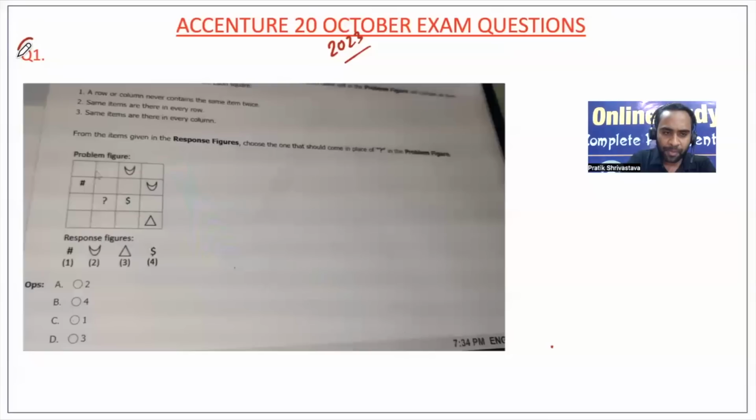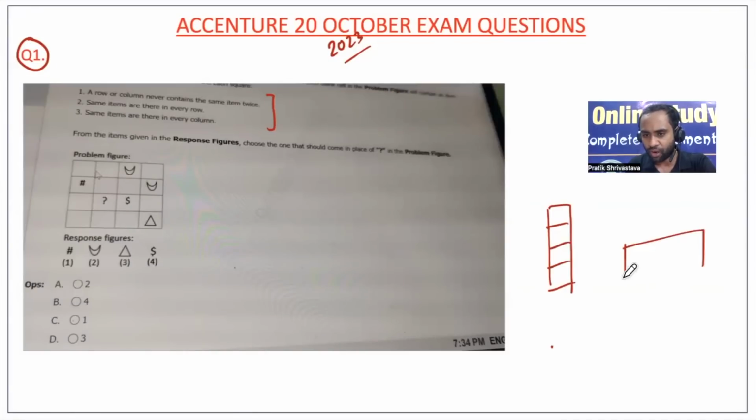Now, question number 1. This is a little tricky question because many of you might not have encountered or solved this kind of problem earlier. So I will tell you the logic behind this question. There are some conditions given. They are telling us that any row or any column cannot have the same item twice.